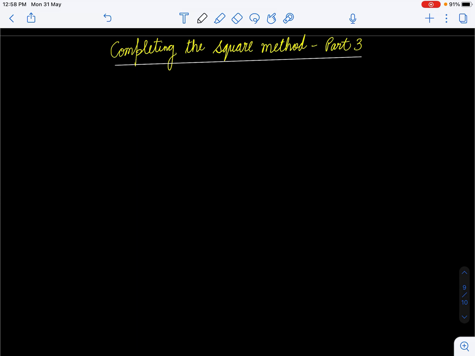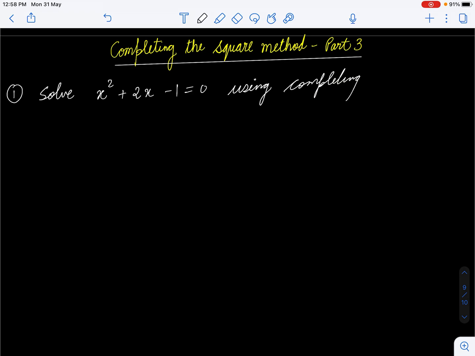So in the previous two videos we have seen how the completing the square method works. Now in this third video we are going to see how else they can ask you questions in exams. So let me give you one example. They can simply say solve. They will give you a quadratic, for example, x square plus 2x minus 1 equal to 0, and they will write here specifically using completing the square method.